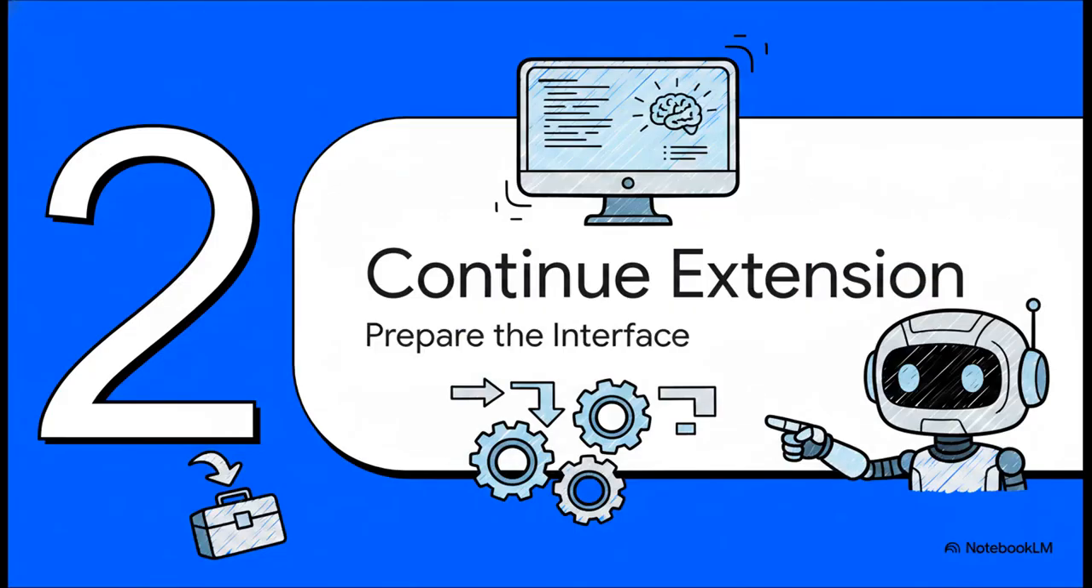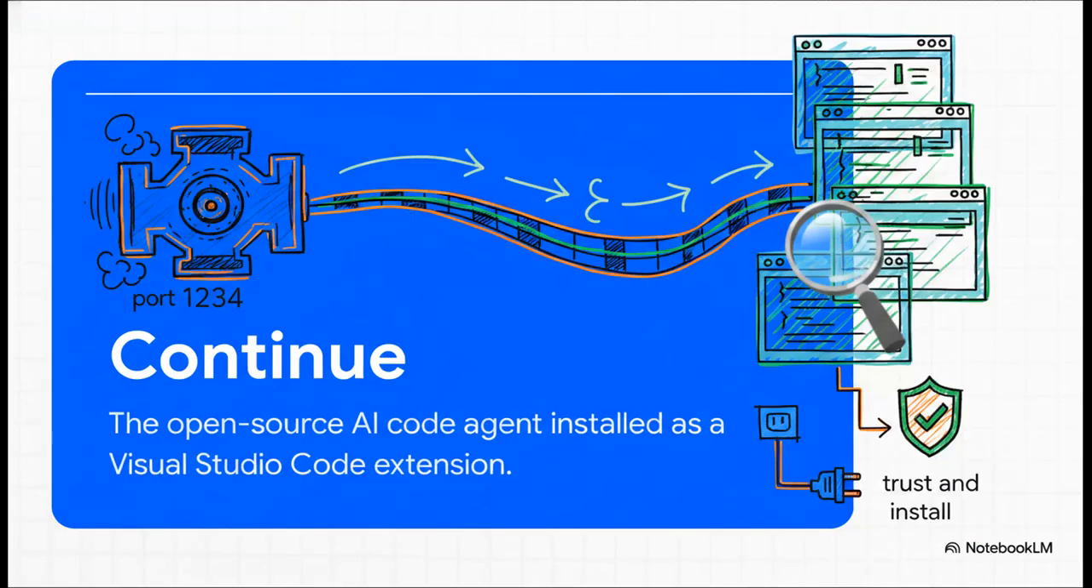Moving right along to section 2, getting the Continue extension and preparing our interface. Okay, so with our engine humming nicely in the background on port 1234, we can actually just minimize LM Studio for a minute. It's time to open up our interface, Visual Studio Code. Now, over in VS Code, we need to add a translator of sorts. Basically, a tool that knows exactly how to route your prompts to our local AI, instead of sending them out to some external server. So head over to the Extensions tab on your sidebar.